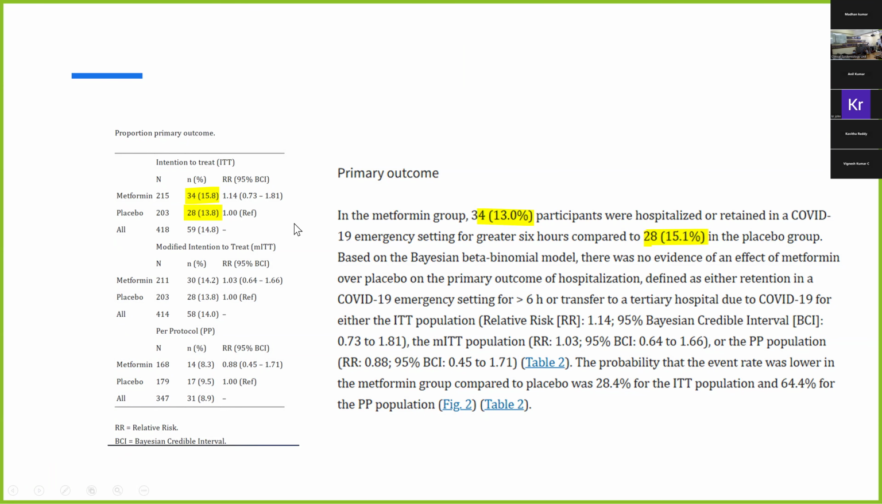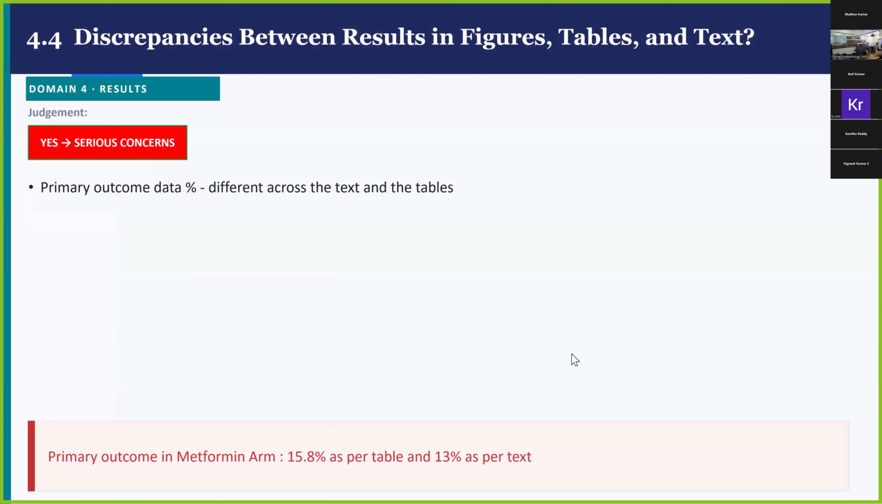And in the text, they had given the incidence of primary outcome to be 13%, whereas in the table, they had reported the primary outcome to be 15.8%. And again, in the placebo also, the text said the primary outcome was about 15.1% in the placebo group, whereas in the table that they had given, it was 13.8%. So this was contradictory to each other. So hence, we have given a serious concerns again here.